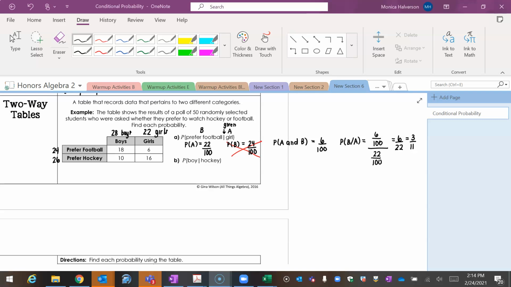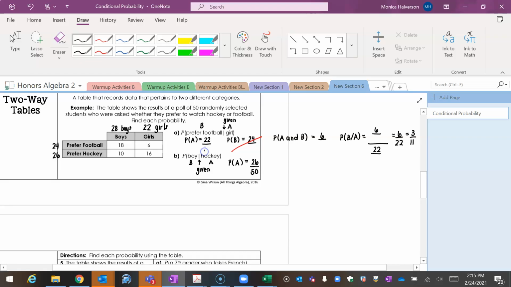All right, so here we're being asked to find the probability of a boy given that they prefer hockey. So once again, this symbol means given. This is B and this is A. So the probability of A, the probability that they prefer hockey, is 26 over 50. Oh, and I just noticed these should all be 50s up here. Sorry, not hundreds. I added them double time. All right, so it's 26 over 50.